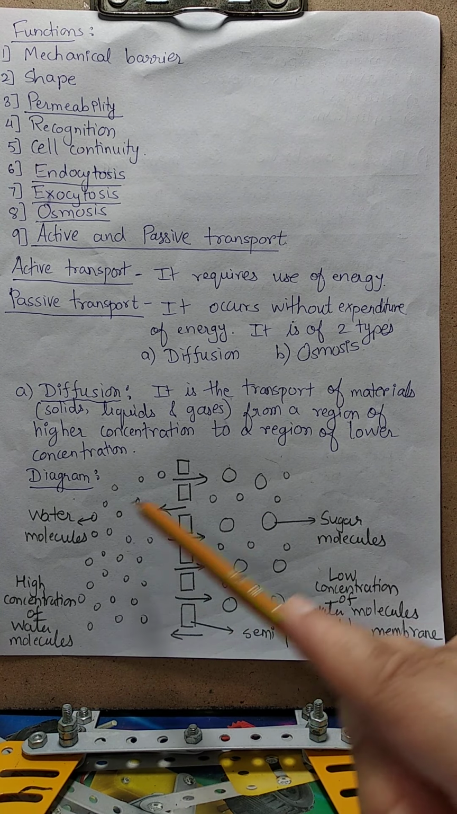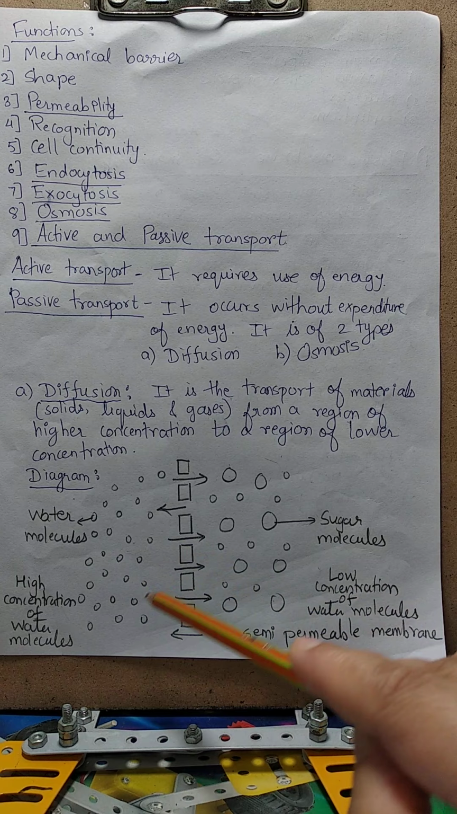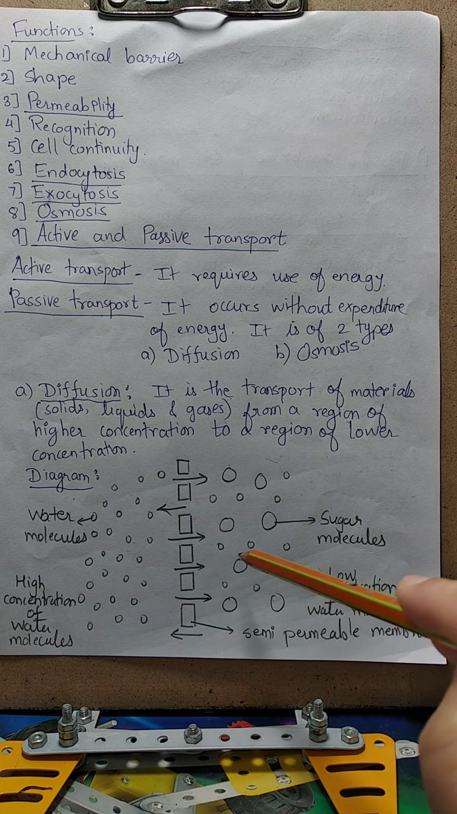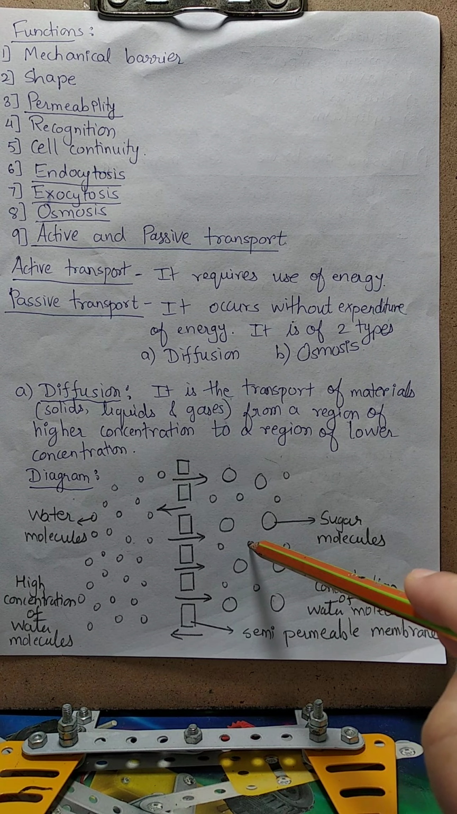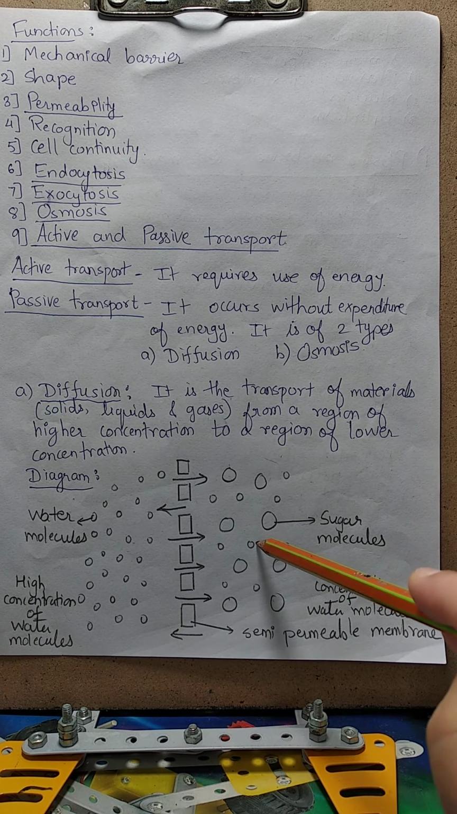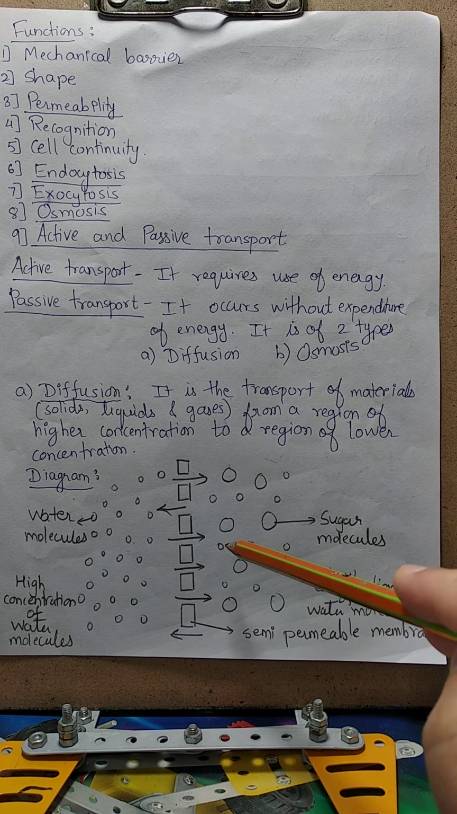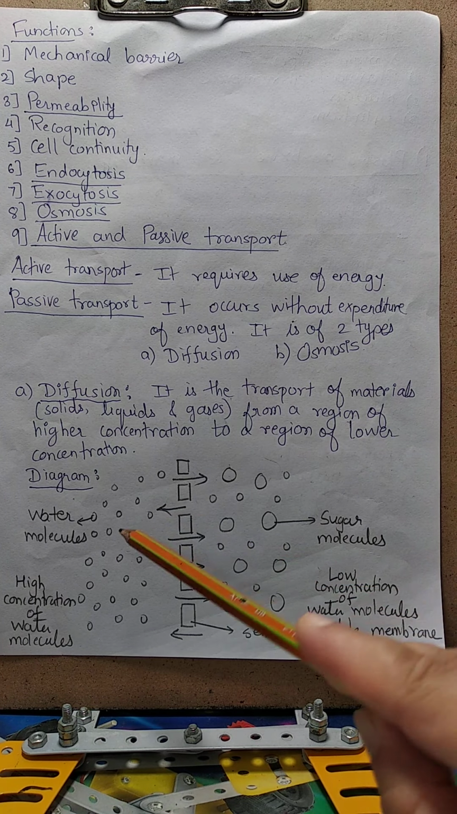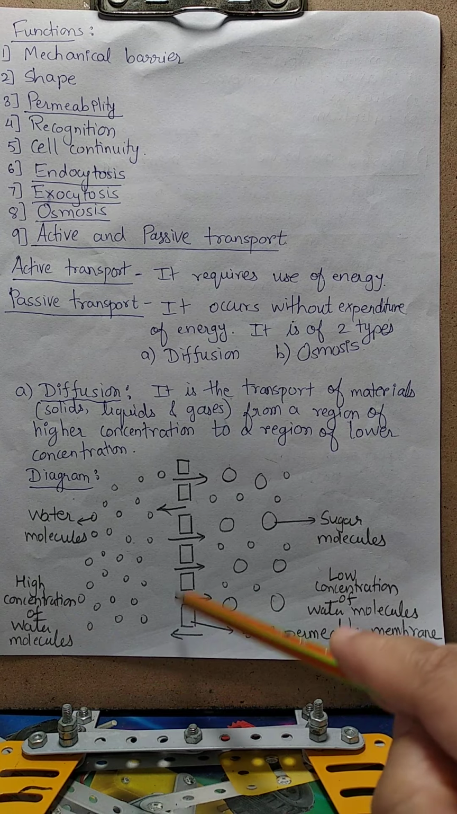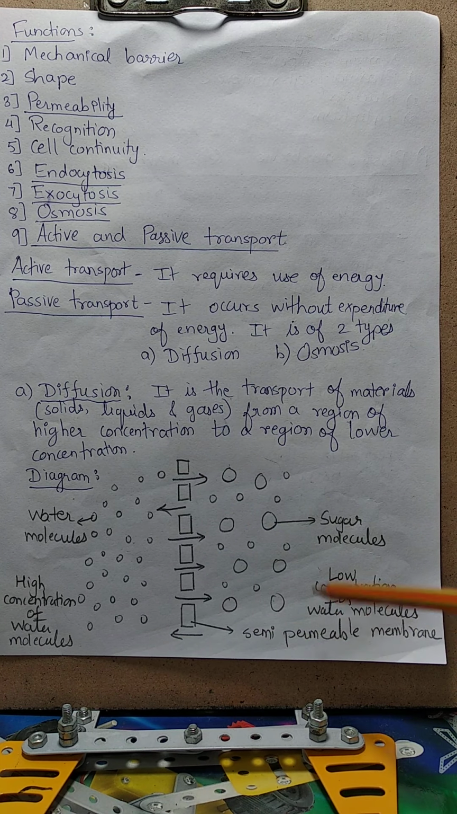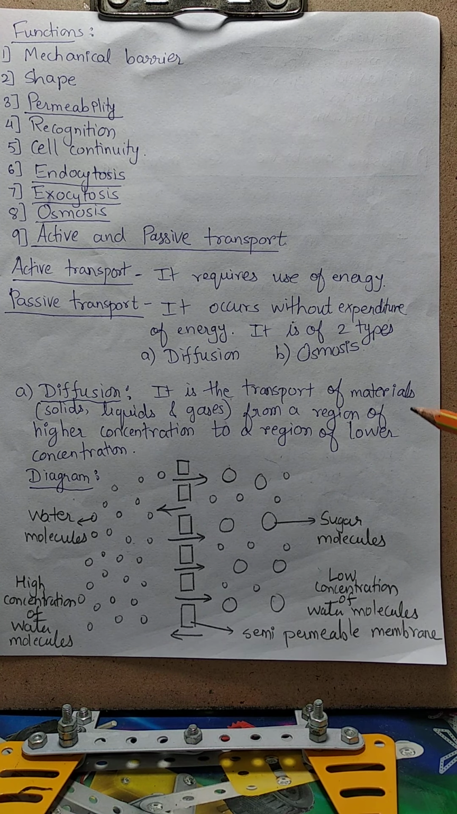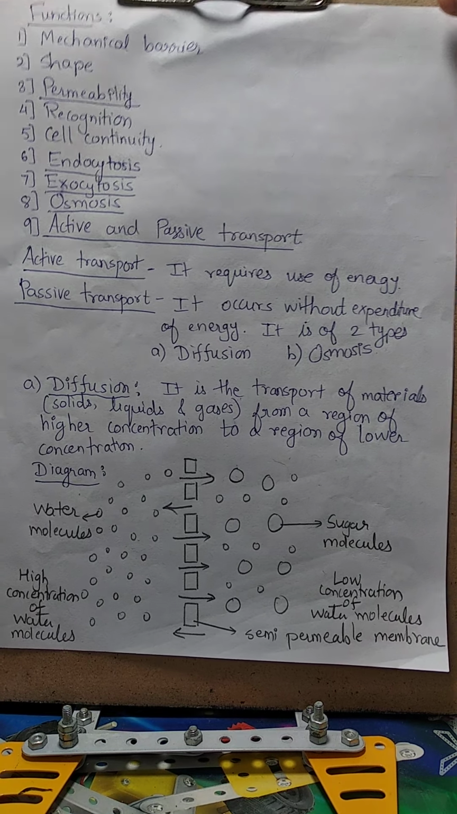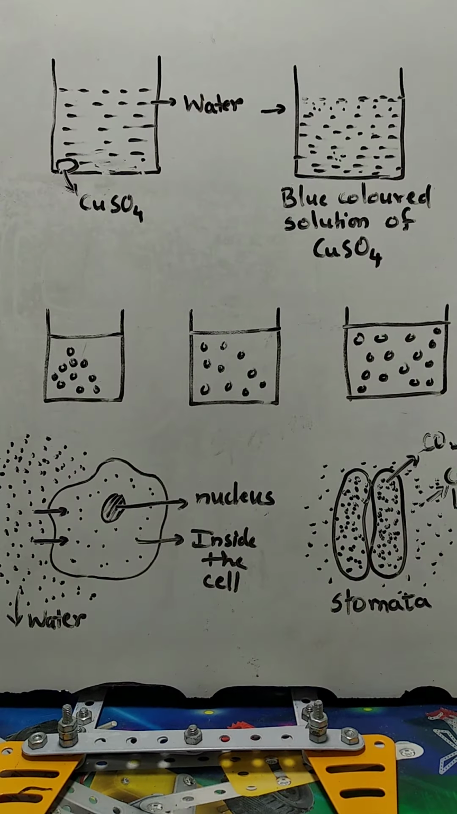But water molecules can easily pass through this semi-permeable membrane, right? So there is a net movement of water molecules from outside to inside the cell, and this process is called diffusion. Why does diffusion take place? To attain equilibrium, so that the total number of water molecules outside the cell is equal to the total number of water molecules inside the cell. So this is diffusion. Now let's see this in more detail.